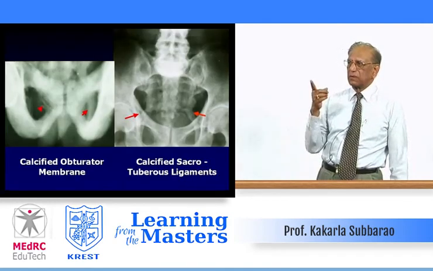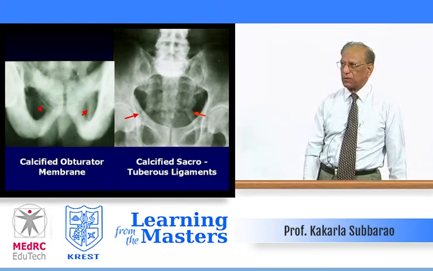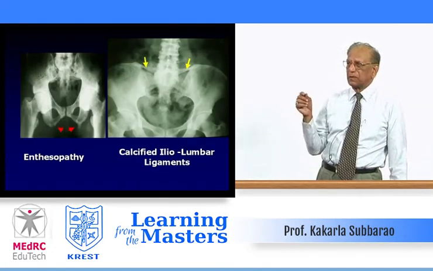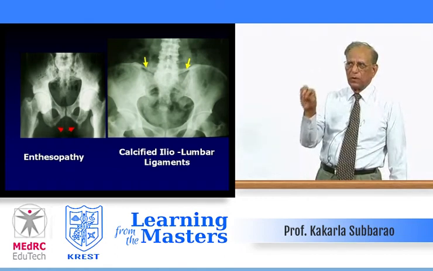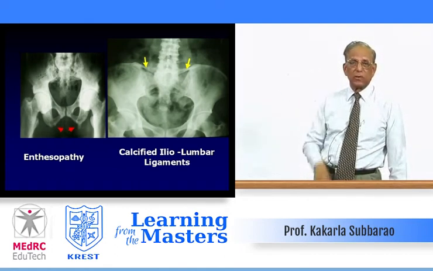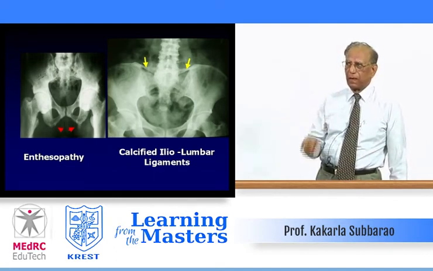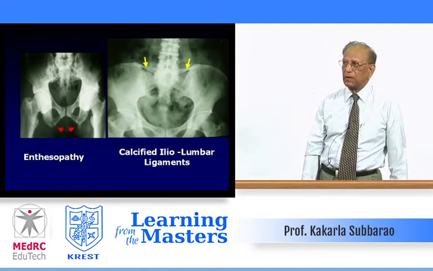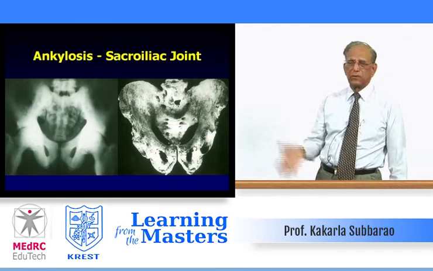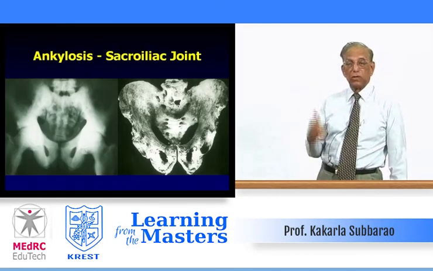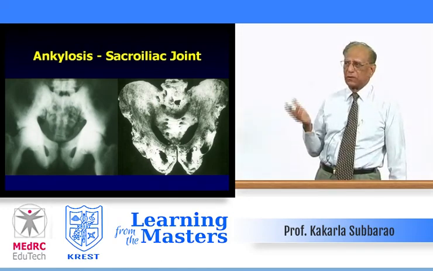Calcified sacrotuberous ligaments, the arrows show. Obturator membrane calcification also. Iliolumbar ligaments and enthesopathy is common at the ischial tuberosities. As I said earlier, if you see only enthesopathy, you may find it in ankylosing spondylitis also, occasionally in tuberculosis, but usually it is not bilaterally symmetrical. But if you note the sclerosis of the bones, you can think of fluorosis. Ultimately ankylosis of the sacroiliac joints also may occur, simulating ankylosing spondylitis. But in ankylosing spondylitis, you get osteopenia rather than osteosclerosis.